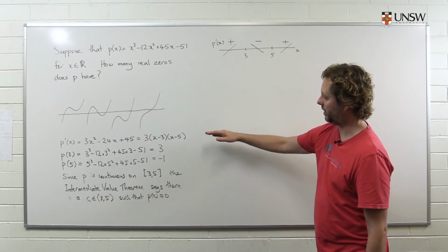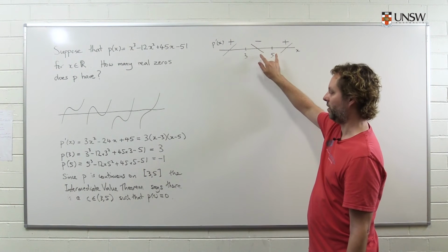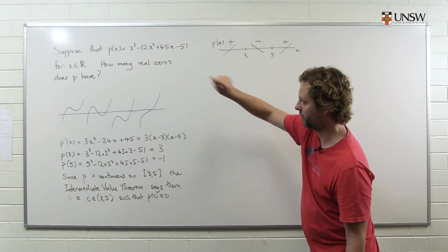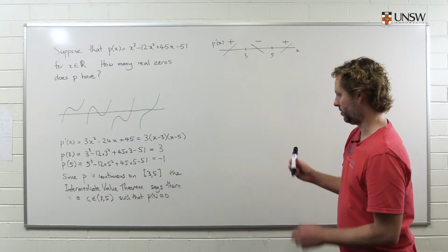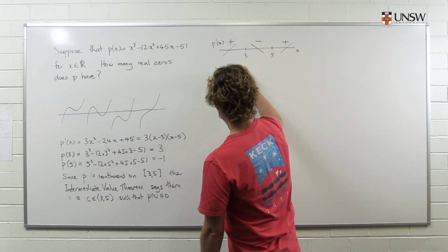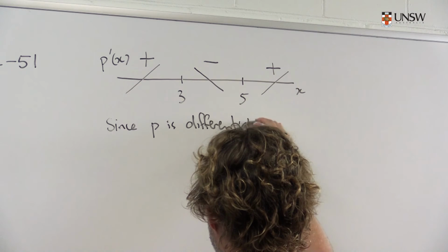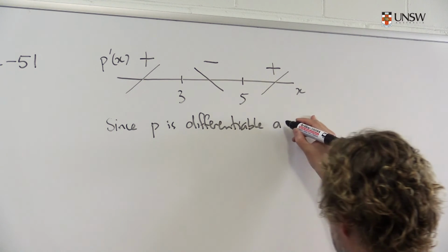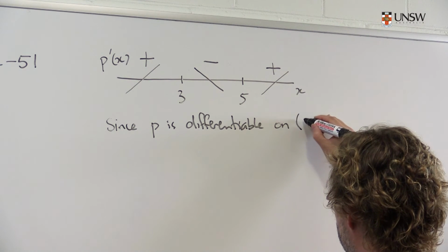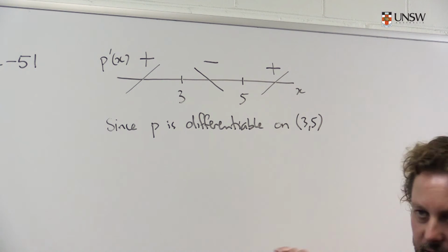Now the fact that the derivative being negative in here means that the function is decreasing relies on the mean value theorem. And the mean value theorem requires the function to be differentiable, which it is. Okay, so since p is differentiable on the interval from 3 to 5, the fact that its derivative is negative means it's decreasing.